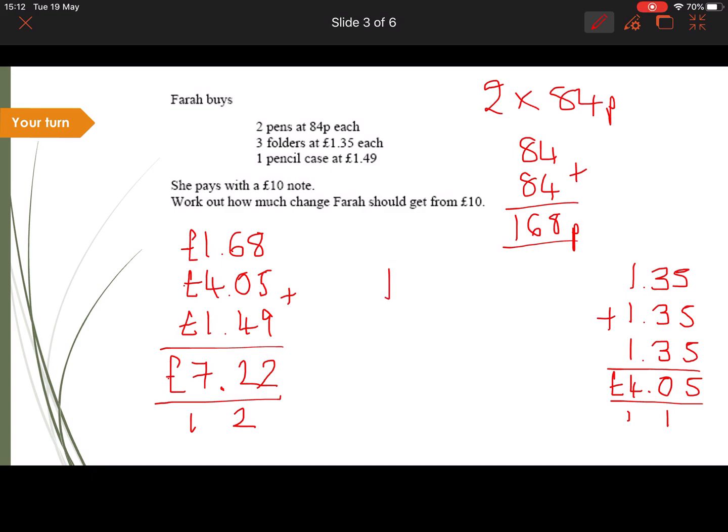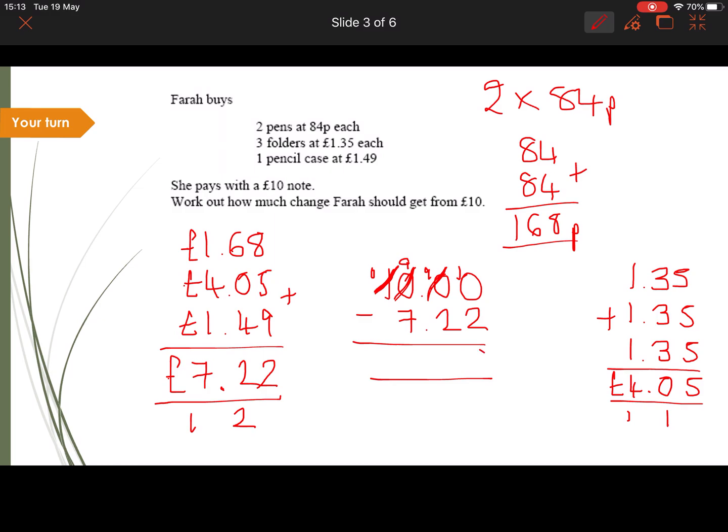Now she pays with a £10 note, and I need to work out, when I take away the £7.22, how much change should she get? Now I can't do 0 take away 2, so I do the borrowing that I did on the previous slide until finally I come to a number over here that I can borrow from. That becomes a 0, and this becomes a 10, and then this becomes a 9, and that becomes a 10, and then this becomes a 9, and that becomes a 10.